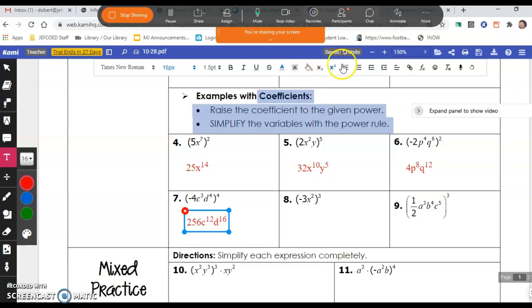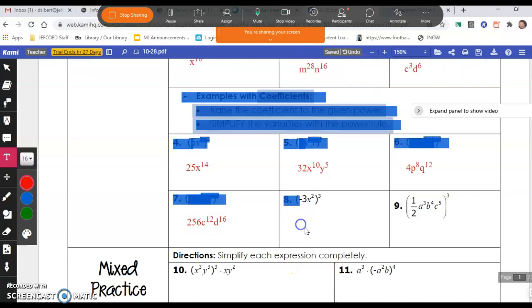Again, guys, don't forget about your little exponent tool up there, that X squared button in the toolbar. Very beneficial. Okay? All right, number 3.